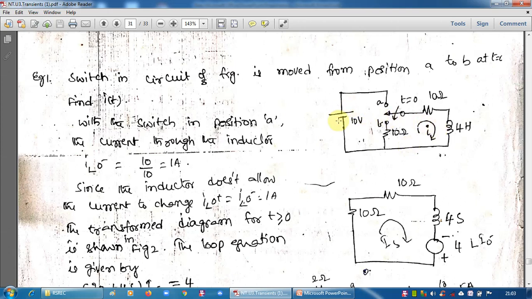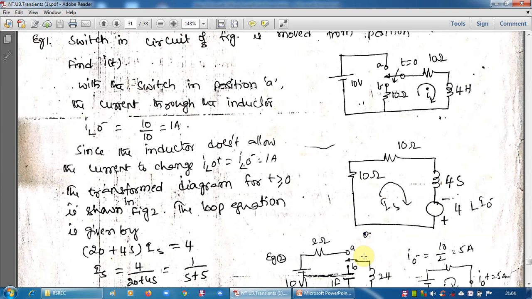Current will be there, though there is no voltage, current will be there in the circuit. Why? Previously the inductor acquired some energy, though it is shorted, but current is there. Because of that, it acquired some energy. That energy will be dissipated in the circuit like this. So that current is this, and we need to find out that current. Okay.